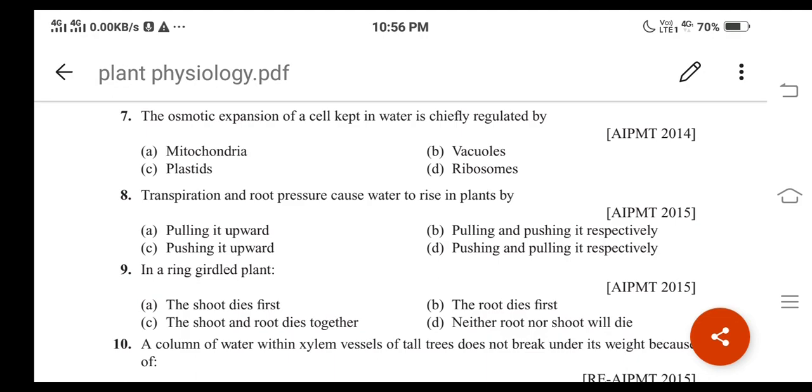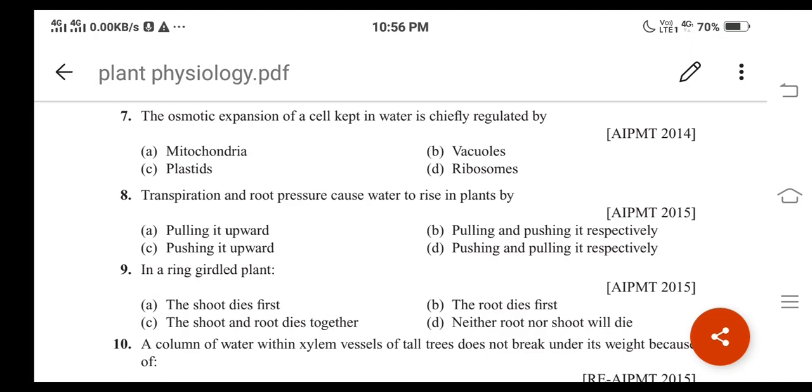eighth question, transpiration and root pressure. Transpiration and root pressure cause water to rise in plants by, what are the different options here? A is pulling it upward, B is pulling and pushing it respectively, then C is pushing it upward, then D is pushing and pulling it respectively, right? And for question number 8, option B becomes the correct answer.